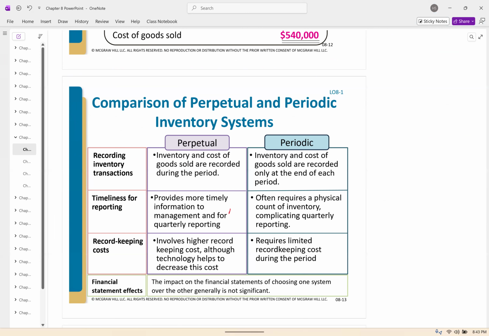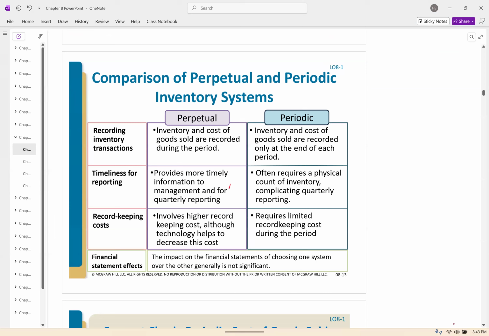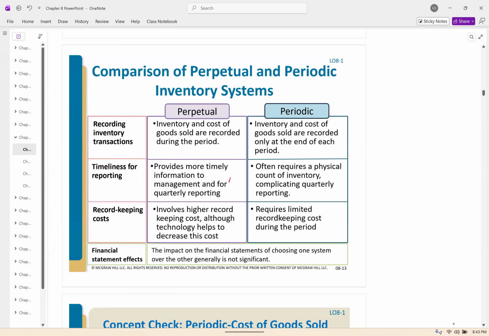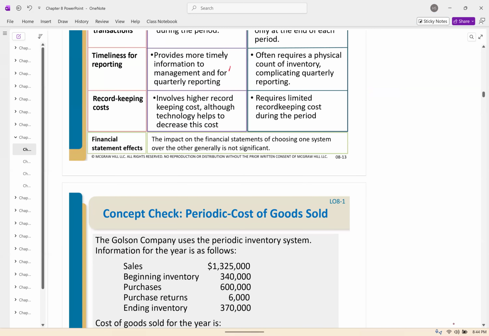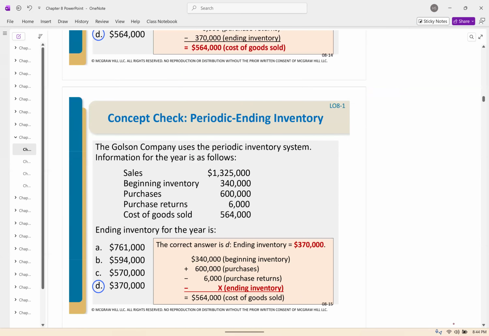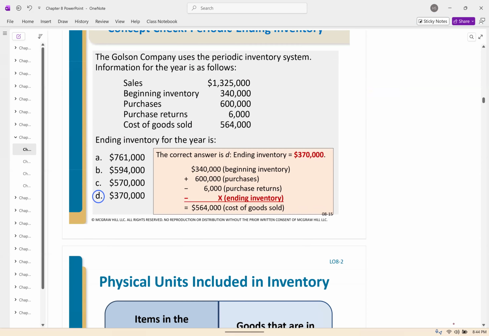Okay. So it says periodic requires limited record keeping costs during the period. It does, but it's also really hard to sell things if you don't know what you have. Okay. You can't really look it up in a system. If you've got high volume, your salesman can't look it up in the inventory to see if you have any of that. They can't sell it, or they're going to have to get somebody in purchasing to purchase it. So the perpetual is the more preferred method that a lot of businesses are using. Okay, I'm going to skip those. If you want to pause the video and do those, I'm fine with that.